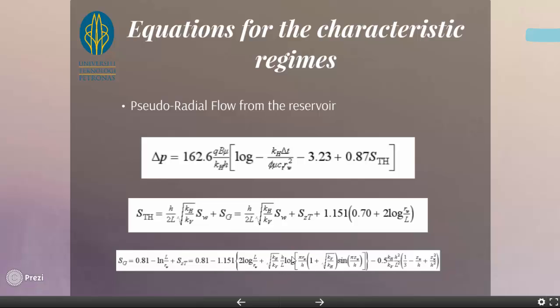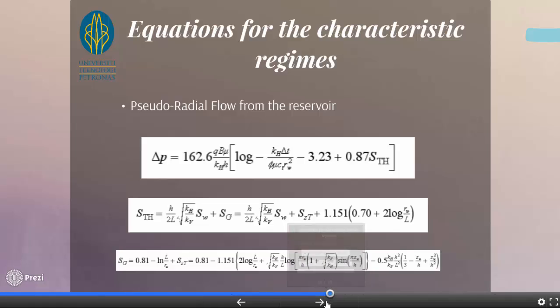From the equation, the term 0.81 minus ln of L over rw is very close to the pseudo skin of a fractured well, and Szt describes the pressure drop due to the convergence of the flow lines before reaching the well. This term disappears when hd is very small, for example, in the case of a long well and high vertical permeability kv. That's all from me. Thank you.